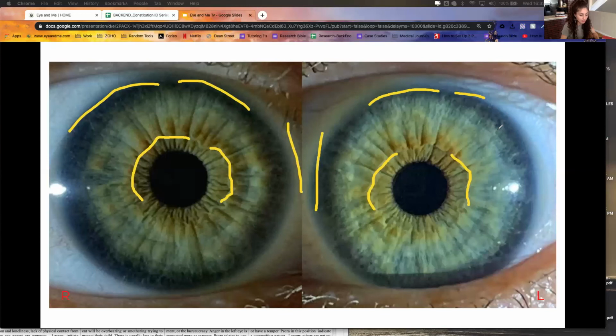And I also wrote a note here. It looks like it might be difficult for you to voice your thoughts, but easier for you to voice your feelings. Oh my God, yes.